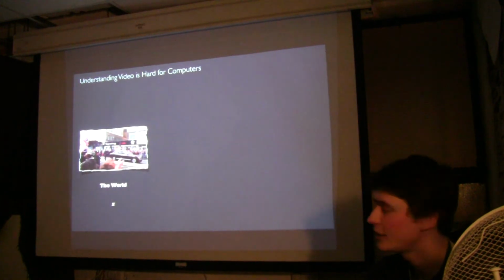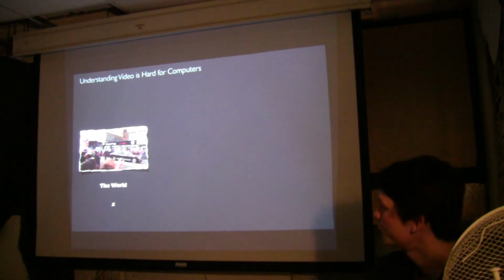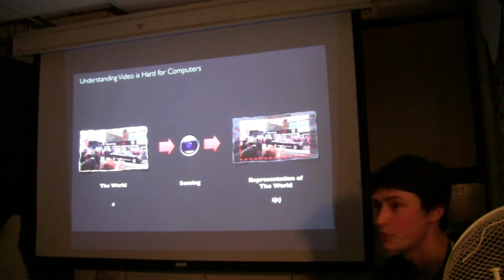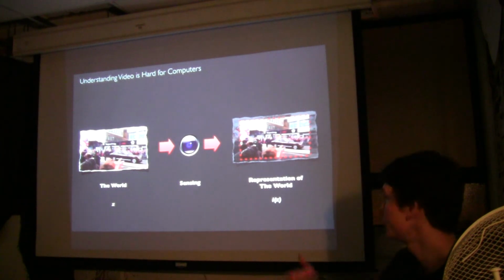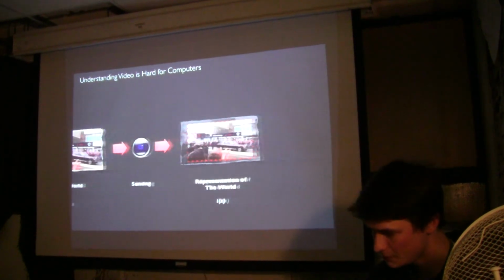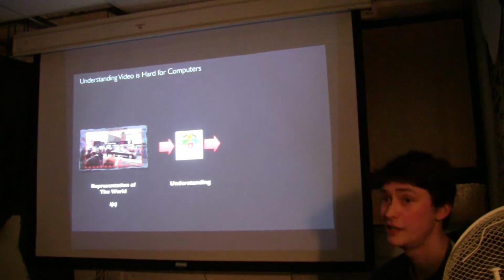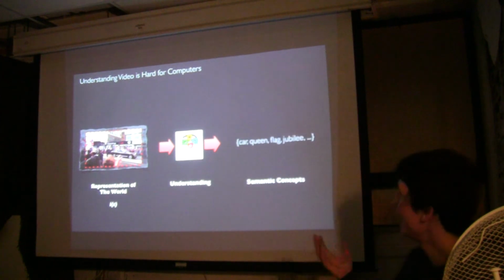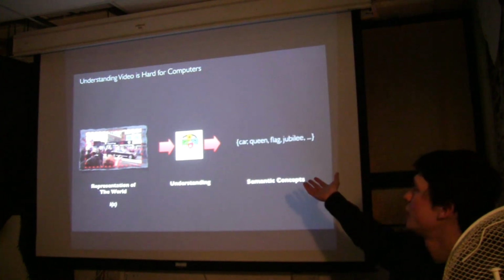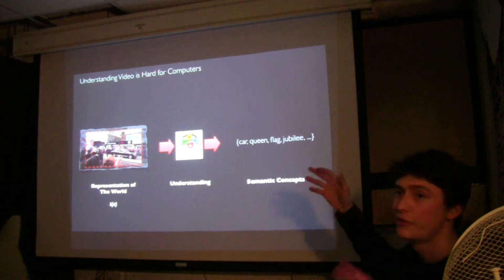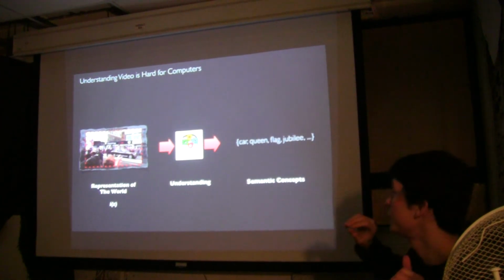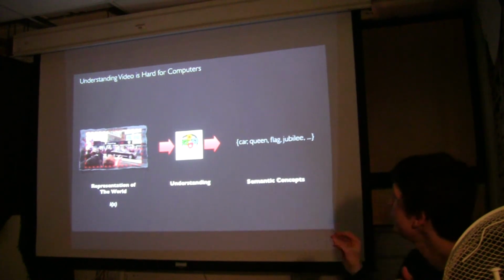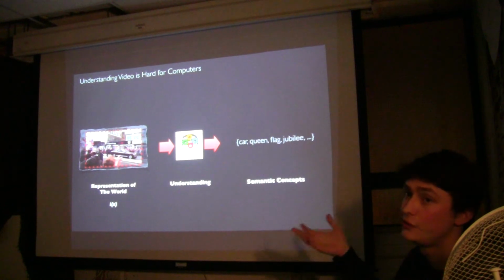So just to recap what is happening here. We have the world. We sense the world through some kind of camera, and we get a representation of the world, which might be an image or a sequence of images, in this case a video. And then what happens when we see this, we understand and we interpret, and we recognize a couple of high-level semantical concepts. So we can understand that there is a car in here. We see a queen, we see flags, and we understand something about the Jubilee.